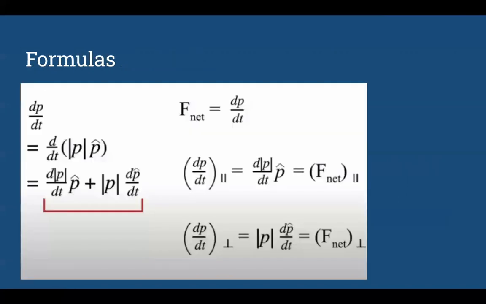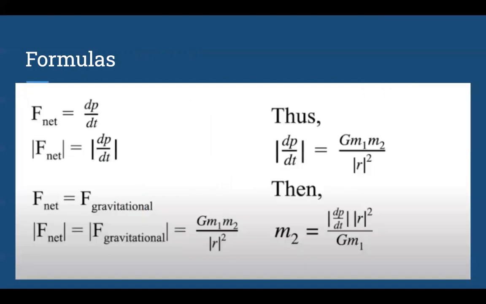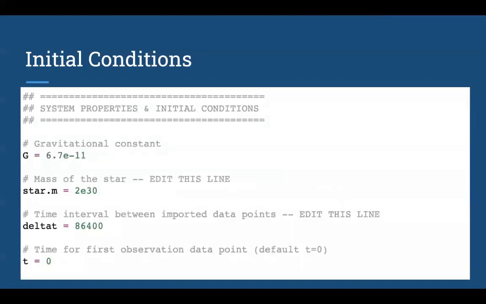These are the formulas. So you can see dp/dt of the parallel component translates into F net of the parallel component, and the same is true for the perpendicular components. We basically equate these two, dp/dt to the gravitational force. That's how we get mass, which is equal to dp/dt times r squared divided by the gravitational constant times the mass. These are the initial conditions.